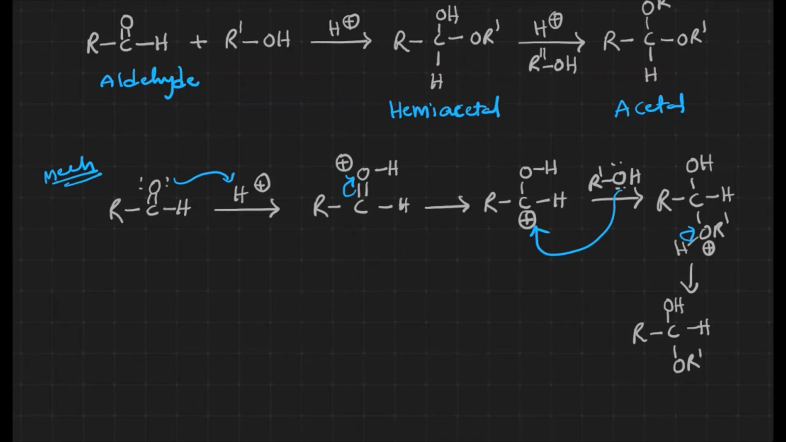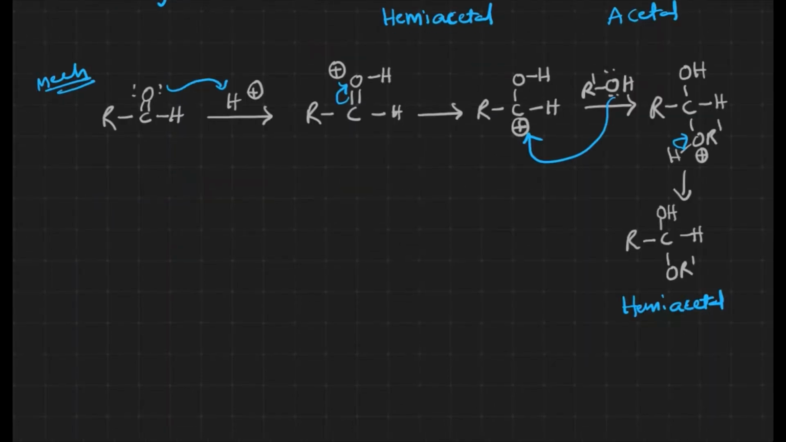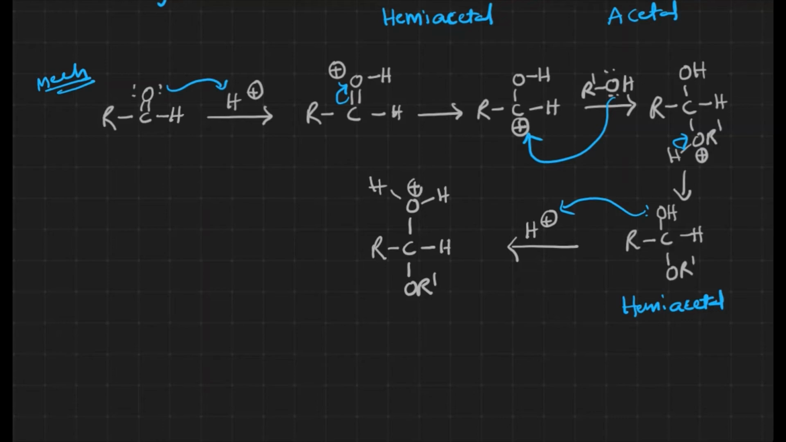Now the initial part, the OH, refers to hemi. This addition is taking place to the aldehyde. That is the hemiacetal. In the next step, again H plus. We have OH over there, and this OH attacks the H plus. After attacking, we get R CH, RO dash, OH H plus.